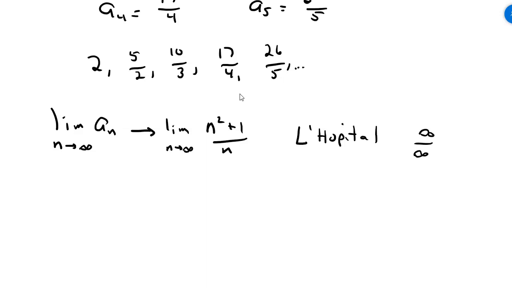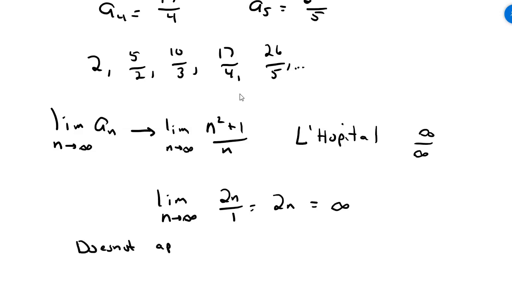So let's try that. Take the derivative of the top, and the derivative of n squared plus 1 is 2n. The derivative of the bottom piece is just 1, so I get 2n. Anytime you L'Hopital it once, you L'Hopital it again. So if I now apply the limit as n approaches infinity, again, I get infinity. So this does not approach a constant. Right? It does not approach a finite limit, let's call it that.